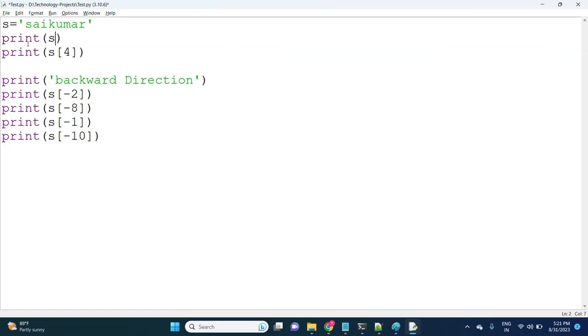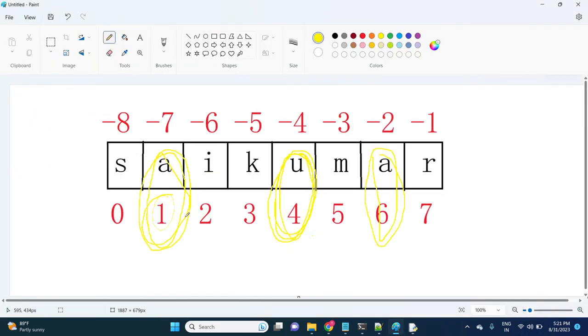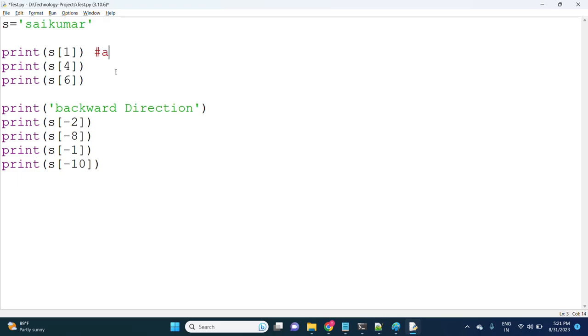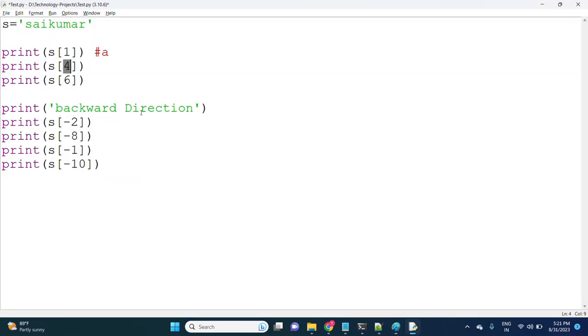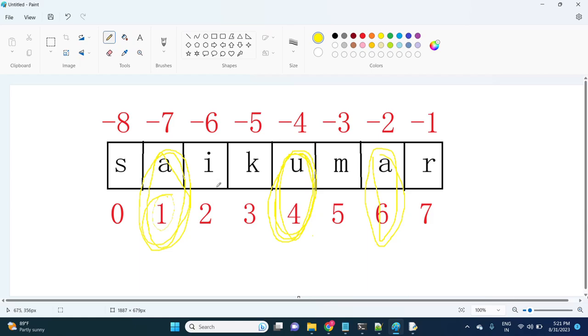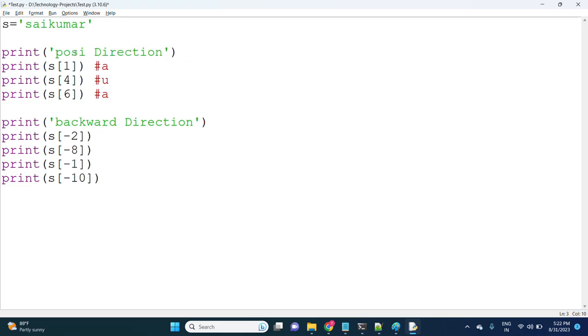Here what we observed, we'll write one more time. Print of s of 1, s of 4, s of 6. What is s of 1? It means index position 1, A. Based on this diagram I am telling. s of 4 means U. s of 6 means A. This is nothing but positive direction. Now this is negative direction.